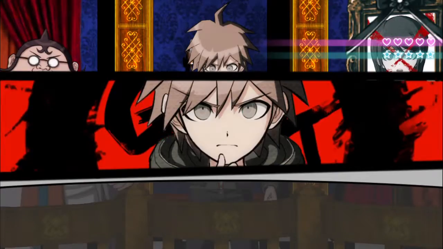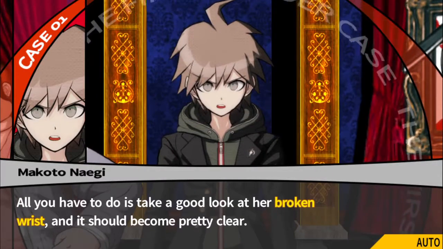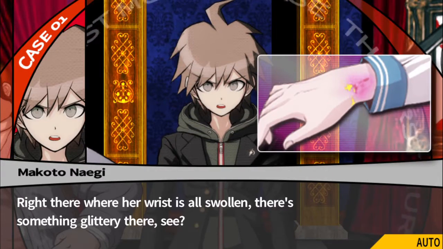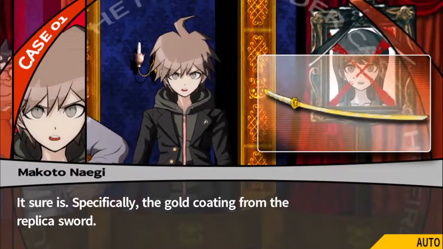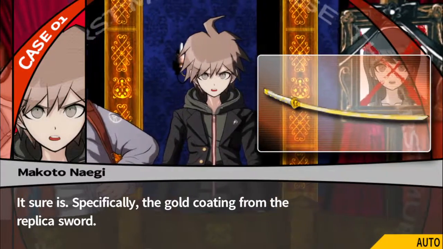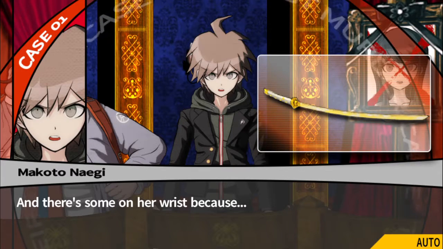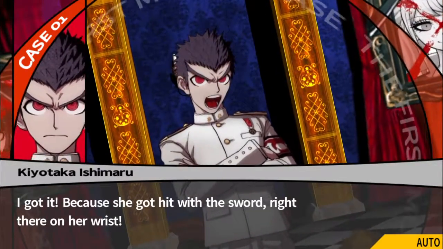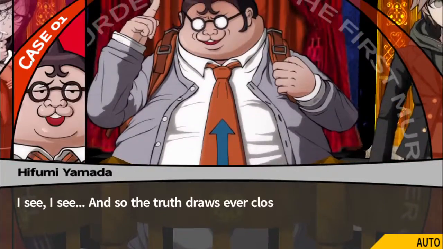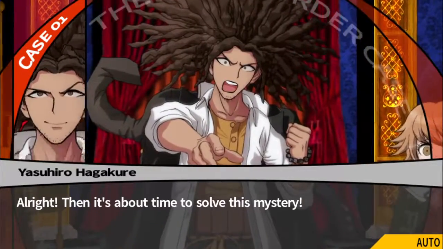I got it! All you have to do is take a good look at her broken wrist, and it should become pretty clear. Right there where her wrist is all swollen, there's something glittery there. See? Is that gold? It sure is. Specifically, the gold coating from the replica sword. You barely have to touch that stuff, and it'll stick right to you. And there's some on her wrist because... I got it! Because she got hit with the sword, right there on her wrist! I see. And so the truth draws ever closer. All right, then it's about time to solve this mystery.